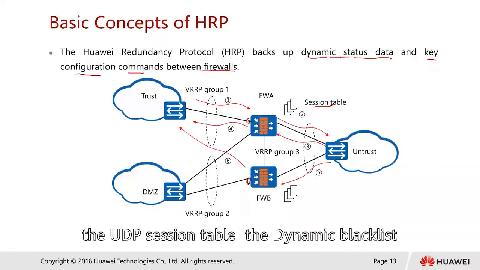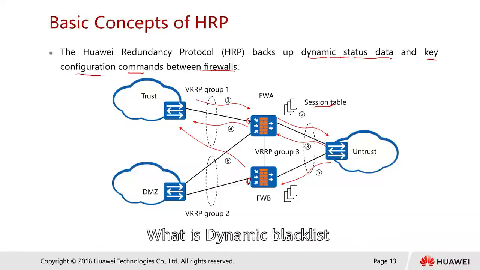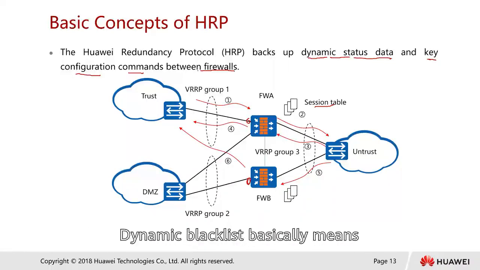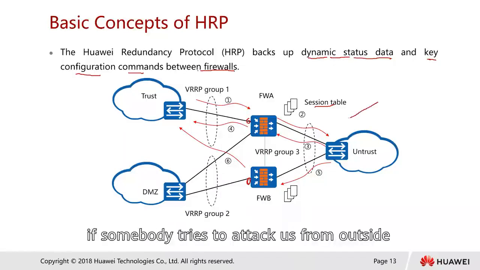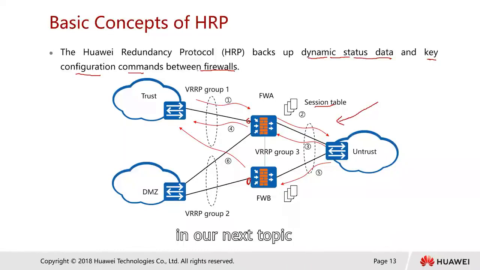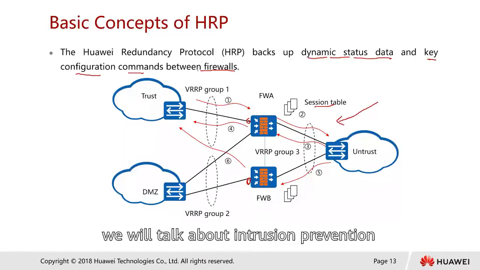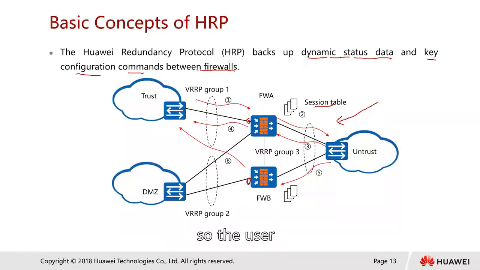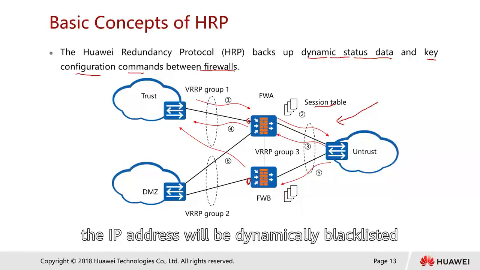But the session table, for example, the TCP session table, the UDP session table, and the dynamic blacklist will be backed up. What is the dynamic blacklist? It basically means that if somebody tries to attack us from outside, the IP address will be dynamically blacklisted. In our next topic, we will talk about intrusion prevention.